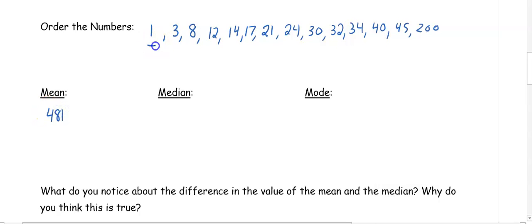If I count my numbers, 1, 2, 3, 4, 5, 6, 7, 8, 9, 10, 11, 12, 13, 14. There are 14 numbers. So we're going to divide 481 by 14.